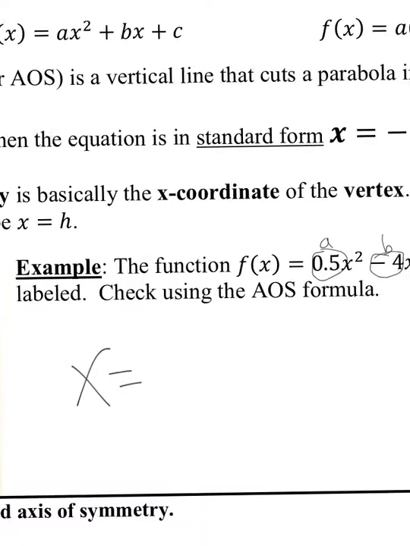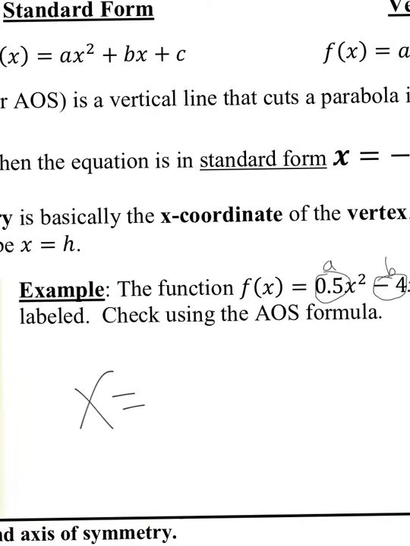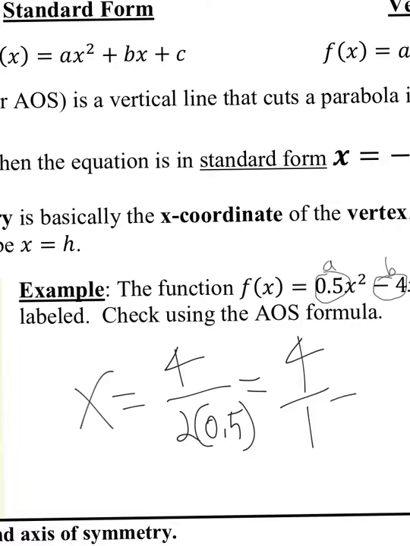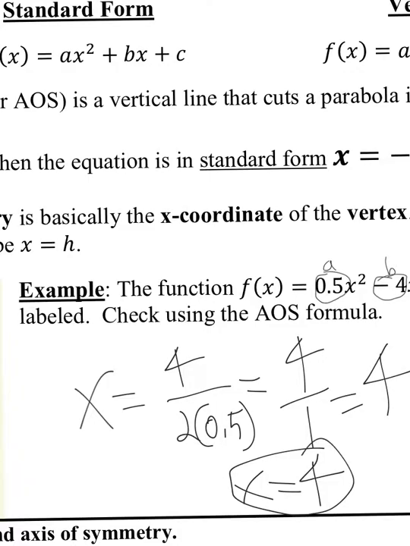So what's negative of negative 4? You have two negatives, it makes positive. So positive 4 over 2 times 0.5. I know 2 times 0.5 is 1, so this says 4 over 1, which is just 4. So we have x equals 4, and that's calculating it by hand.